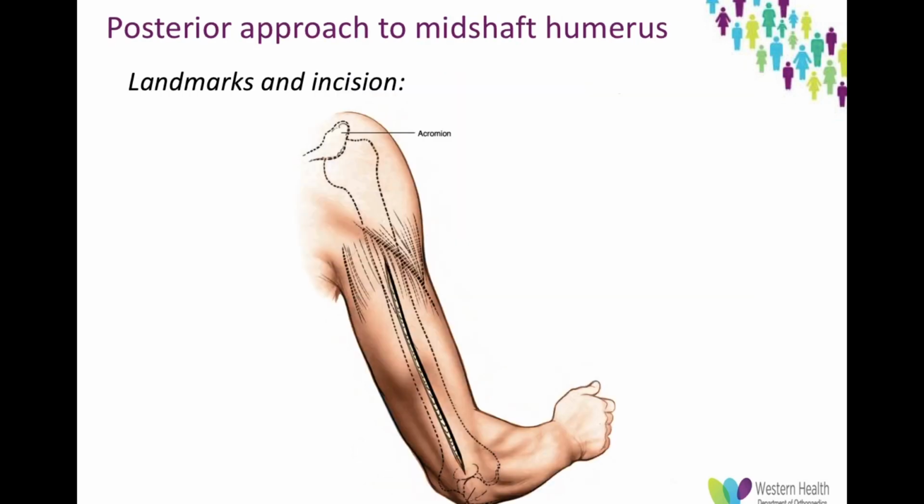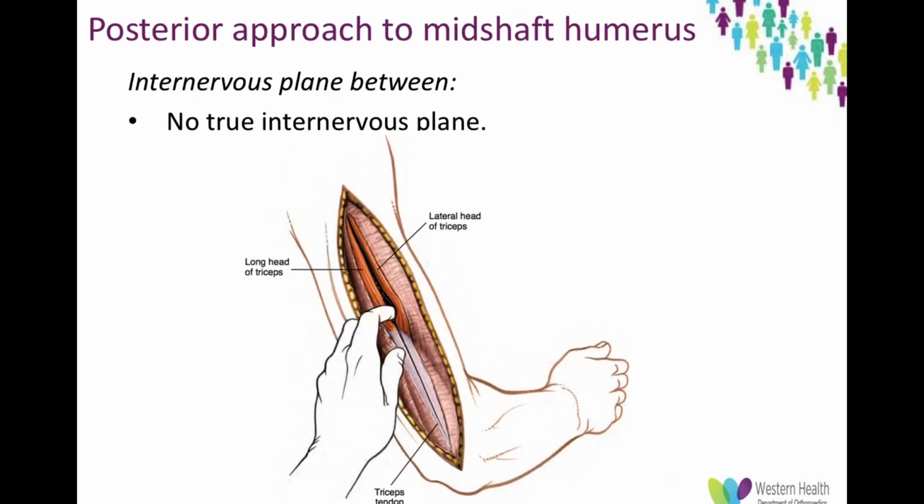So the landmarks are the acromion proximally and the olecranon tip or the olecranon fossa distally, and it's recommended you undertake a longitudinal posterior midline incision that commences approximately 8 centimetres below the acromion to just above the olecranon fossa, and obviously that's depending slightly on where your fracture is. There's no true internervous plane, rather it requires separation of the heads of triceps.